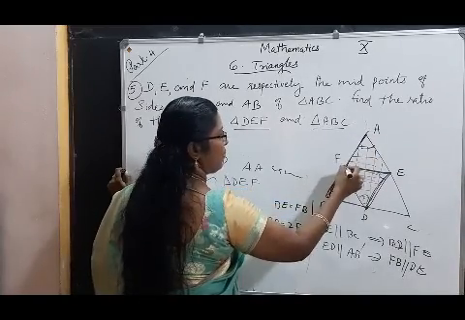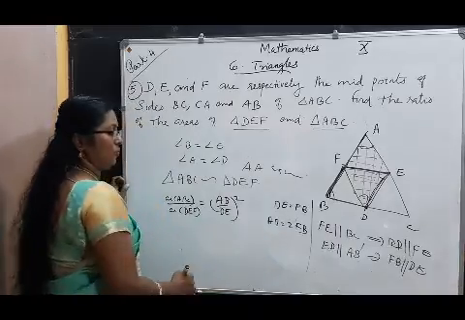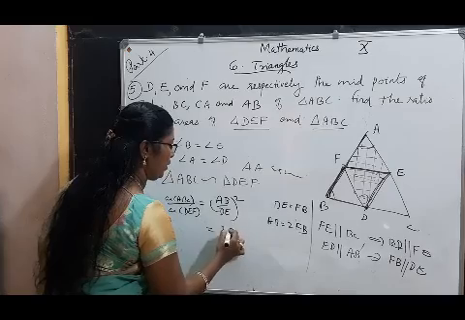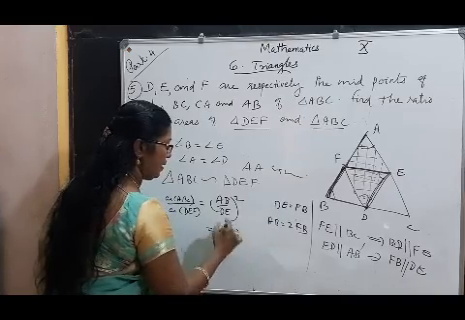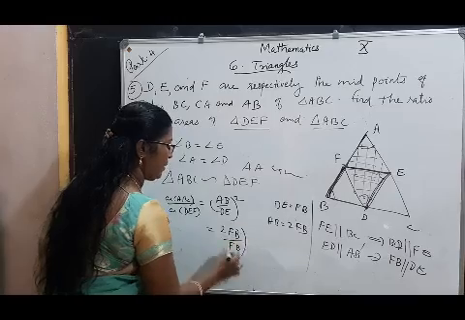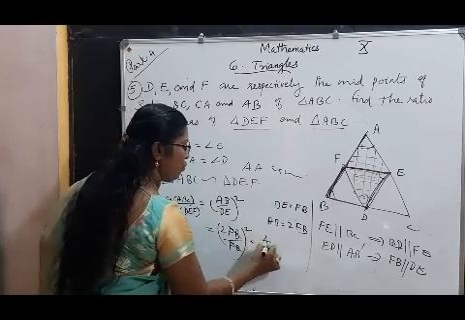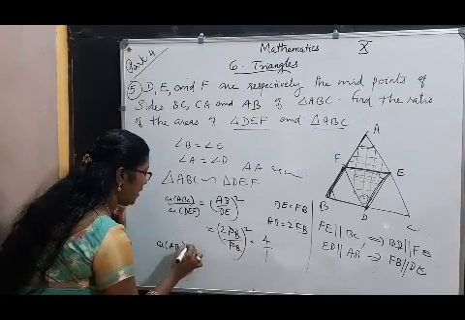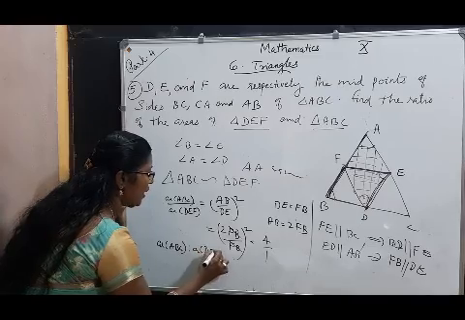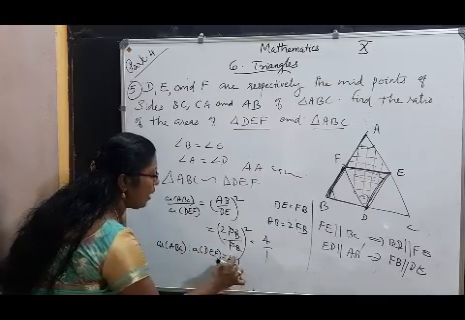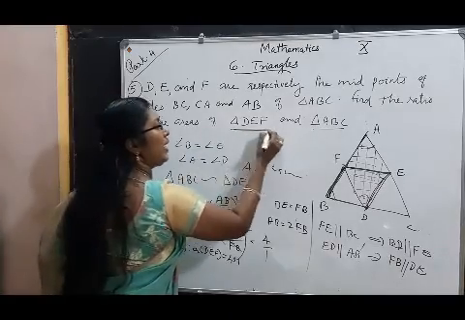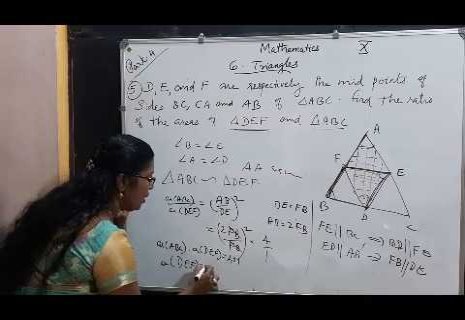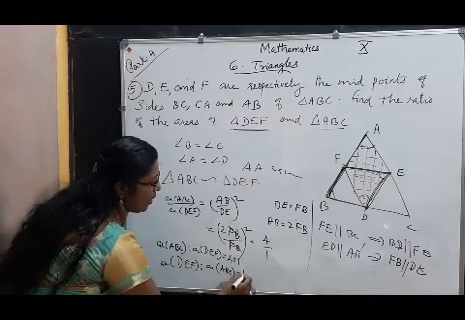AB equals AF plus FB, so we can write AB equal to 2FB. Instead of AB, 2FB by DE, FB the whole square, that is 4 by 1. Here the area ratio: area of ABC is to area of DEF equal 4 is to 1. Our question is the ratio of DEF and ABC. So, area of DEF is to area of ABC equal 1 is to 4.